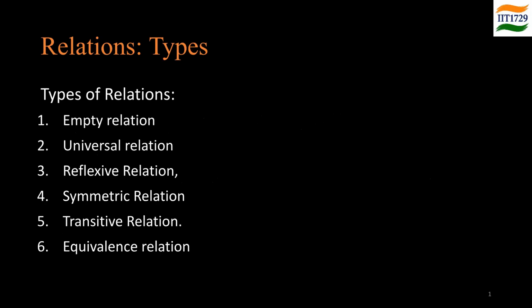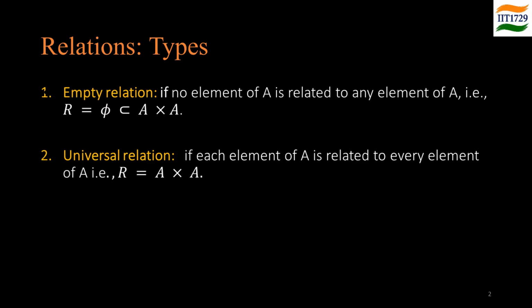In this video, we will explore the different types of mathematical relations, including empty, universal, reflexive, symmetric, transitive, and equivalence relations. First, we look at the empty relation, where no element of set A is related to any element in A. Conversely, the universal relation occurs when every element of A is related to every element of A.